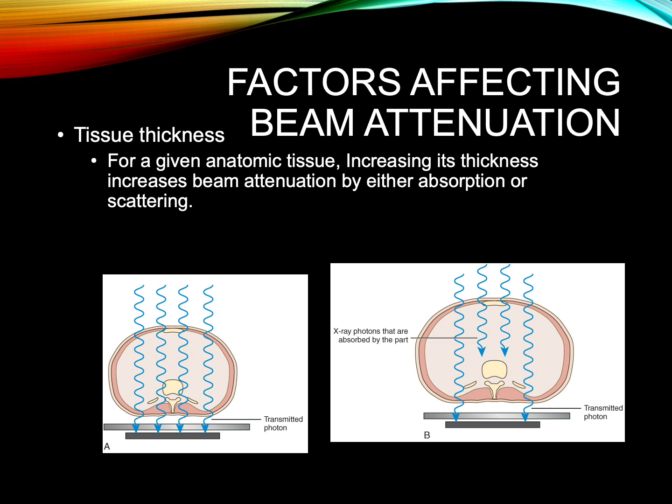In figure B, you can see that the X-ray photons are being absorbed by the anatomic part. 2 out of 4 in this picture are hitting the image receptor. The other 2 are being absorbed by the part. So that is beam attenuation, and it's due to the tissue thickness.